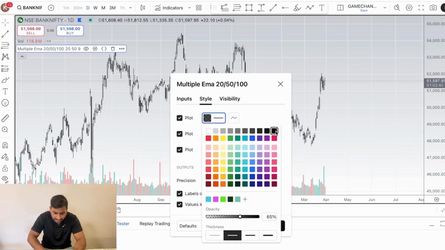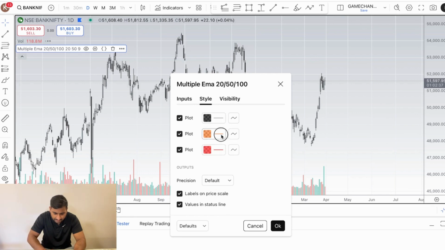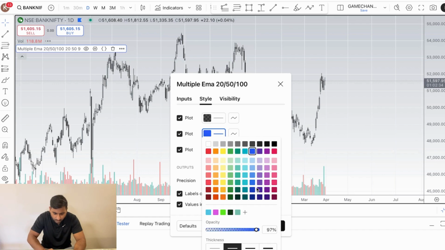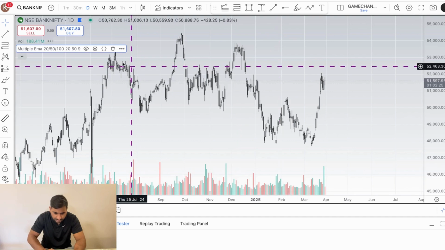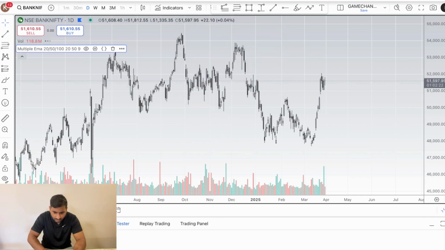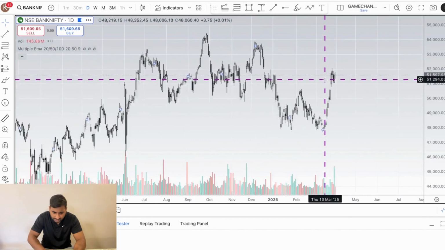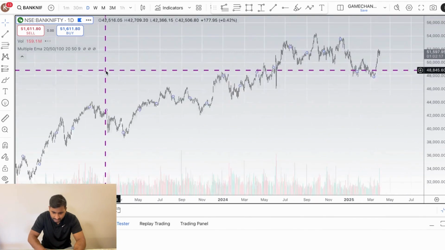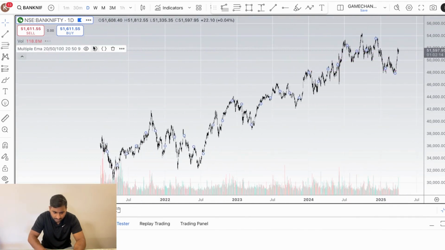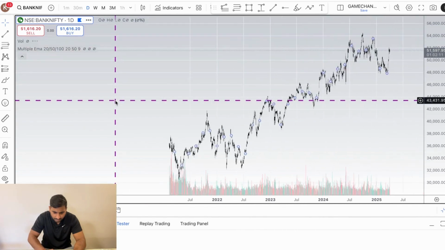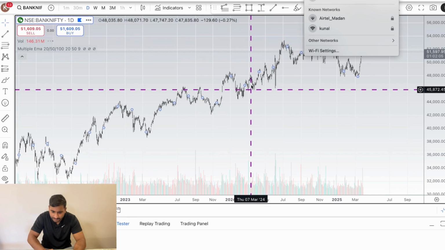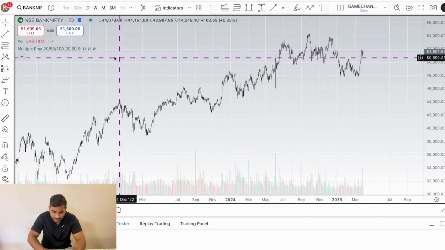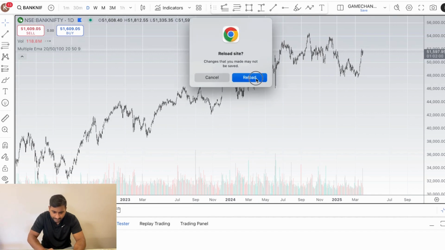So the 20 will be in the color black, the 50 will be in the color blue, and it will be a bit thick because that is important. And this, the 9 EMA, I'm going to keep it in the color... I don't know why it's not happening, but it should happen soon. Maybe there's some problem with the internet. So what I'm going to do is switch the internet and then try again.